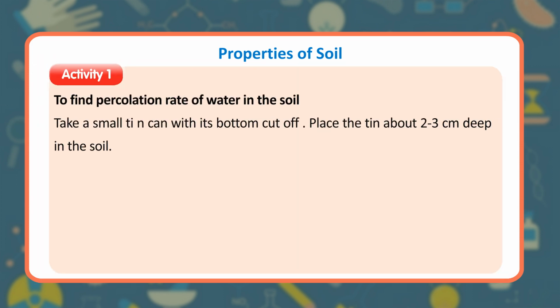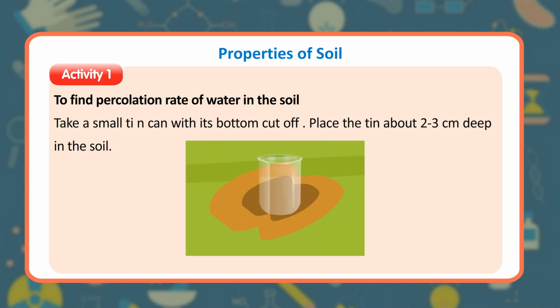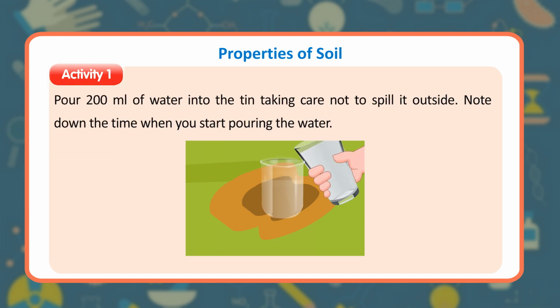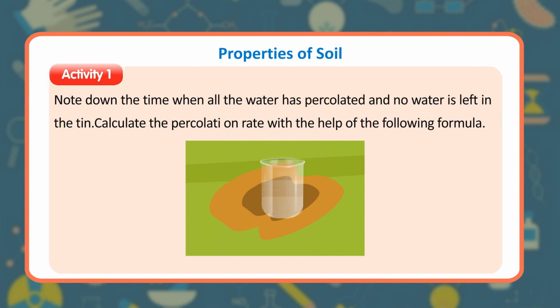Activity. To find percolation rate of water in the soil, take a small tin can with its bottom cut off. Place the tin about 2 to 3 centimeters deep in the soil. Pour 200 milliliters of water into the tin, taking care not to spill it outside. Note down the time when you start pouring the water. Note down the time when all the water has percolated and no water is left in the tin.